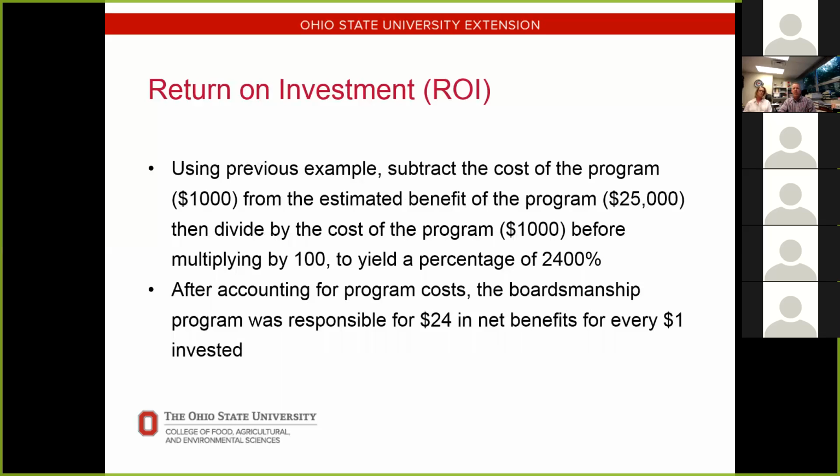2,400%. Probably a better way to explain it is saying that after accounting for all the program cost, again, my time, all the inputs, all input cost, the boardmanship program was responsible for about $24 in net benefits for every $1 that has been invested. So I have actually seen some of that done more frequently in extension than probably use of the other tools aside from the survey.